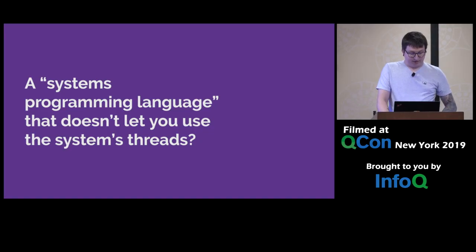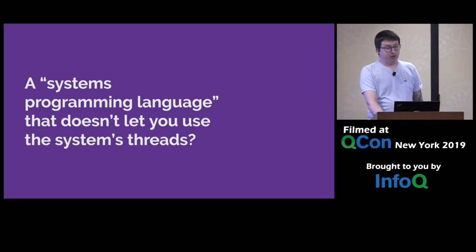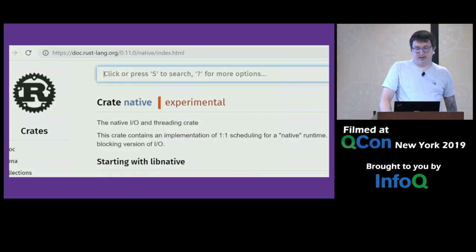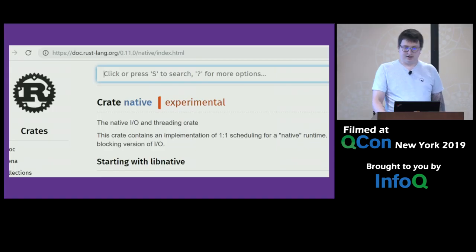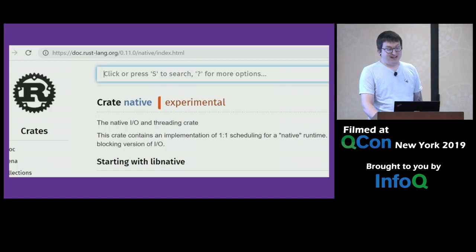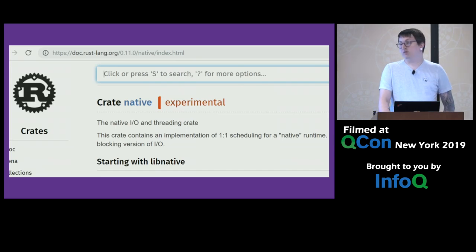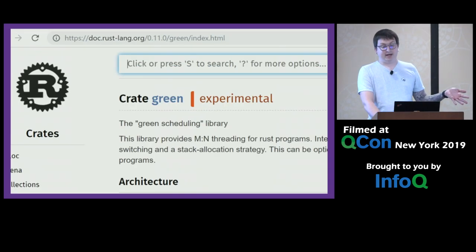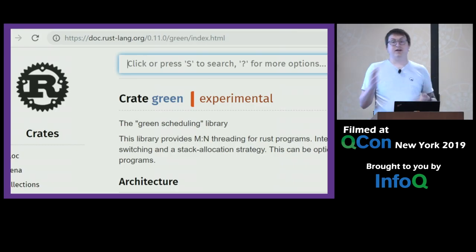This became one of the first big battles in Rust design. There were actually people that threatened to fork the language over this situation. What ended up happening was, a couple of releases later, you'll see the docs are a little fancier now, we provided a native package that would give you one-to-one threading, alongside the green package that would give you the M-to-N threading. And so the idea was that you would get to choose what was right for your use case.